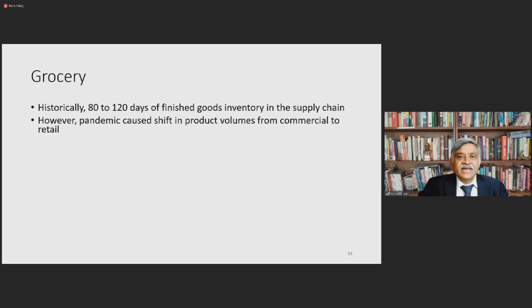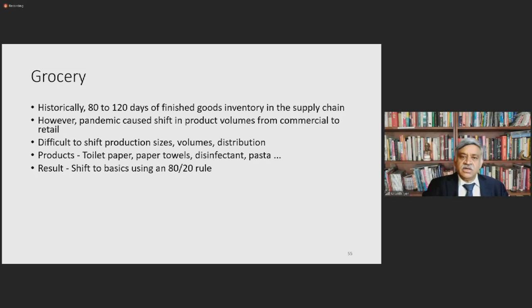So the grocery industry historically has carried a lot of finished goods inventory, 80 to 120 days. The pandemic caused a shift in volumes from commercial to retail, which means that even if you think about toilet paper, paper towels, etc., 50% of the time people were sitting in the office during the day when they were awake. That shifted to the home. So everything that was purchased in commercial volumes shifted to the home. Same is true with industrial kitchens, etc.